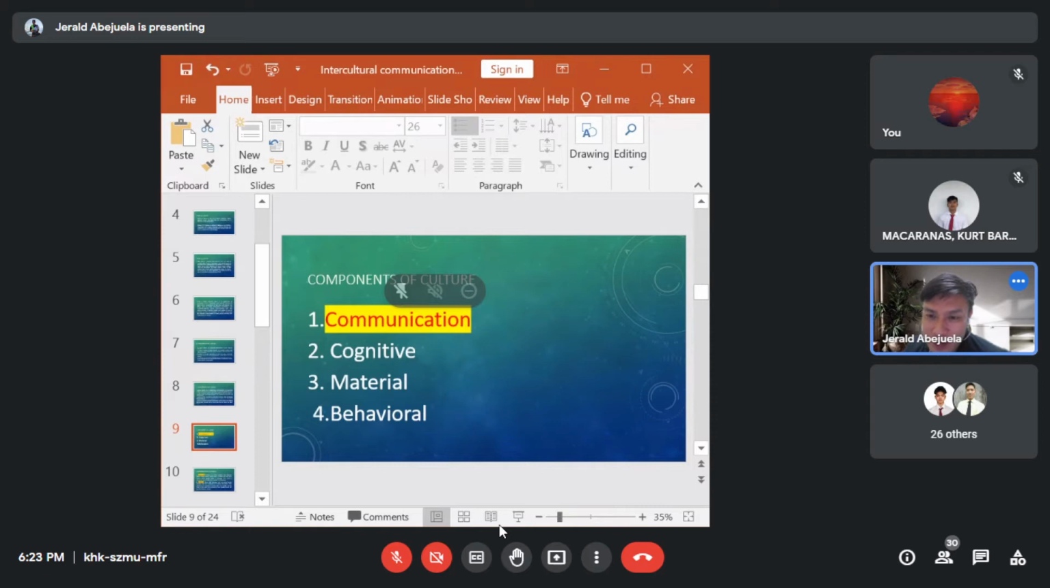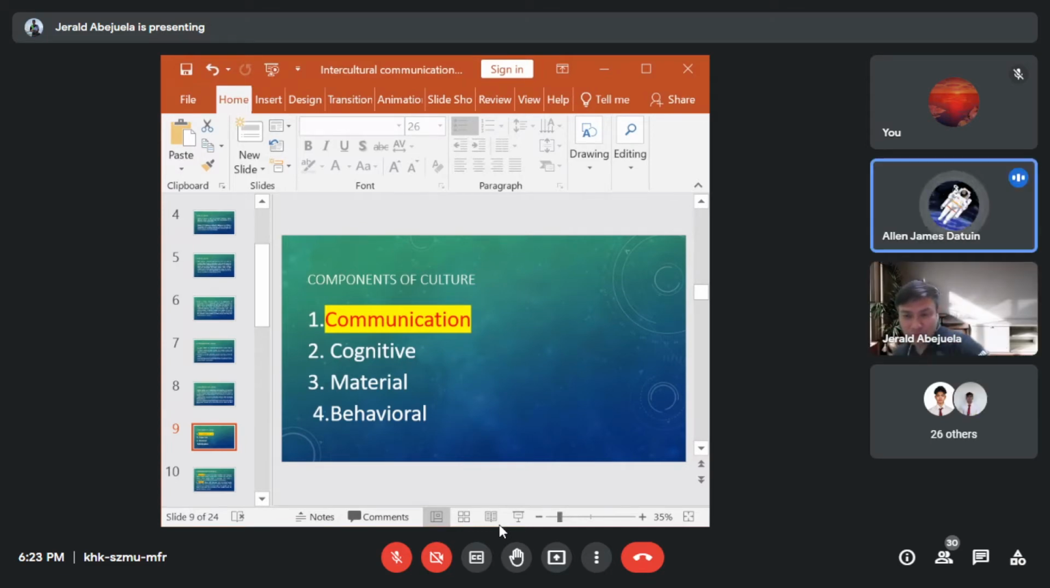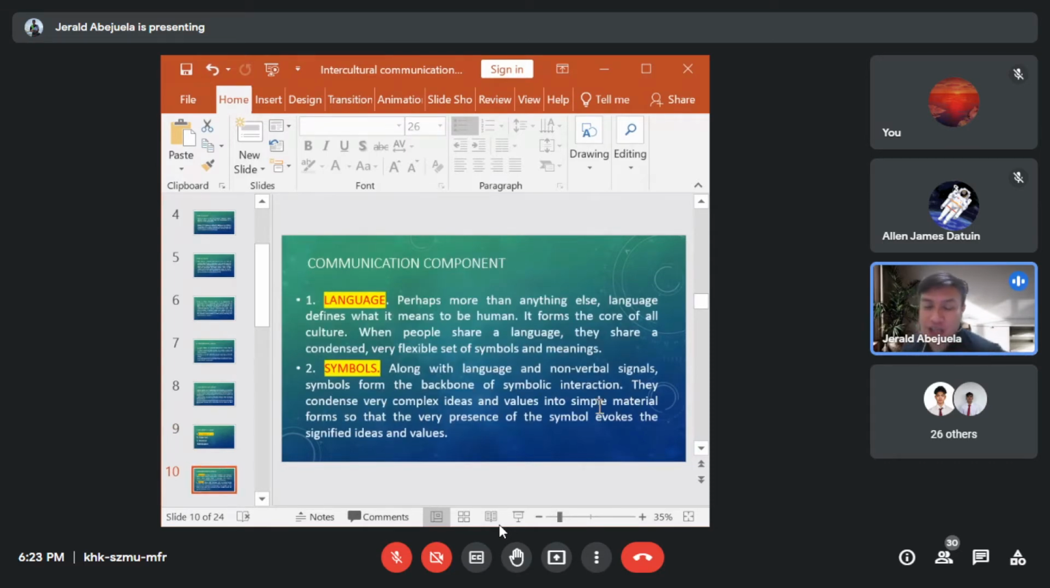Ano pa? May we have Alan James. How does culture affect communication? Makaranas already mentioned one. That is through the language. What else? In terms of vocabulary? Vocabulary? Yeah. Okay. Aside from language, another component of culture as regards communication is symbols.